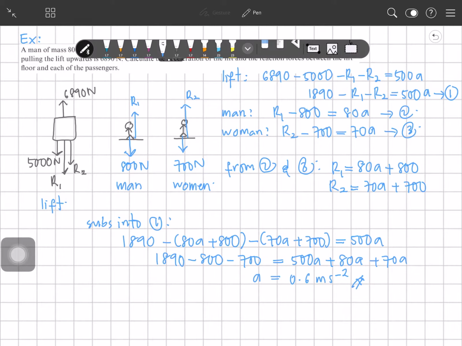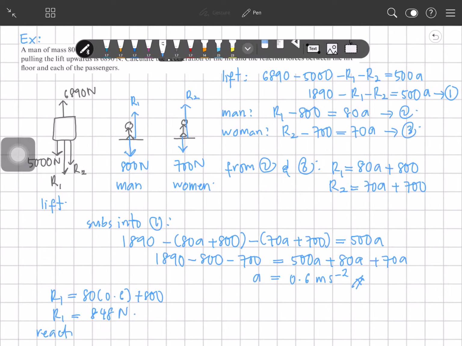So from the value of A that we have just now, we can find the value of R1 and R2. So R1 is equal to 80 multiplied by 0.6 plus 800. So R1 we will have here is equal to 848 Newton. So this is the value of the reaction force from the floor on the man. And then next we want to find R2.